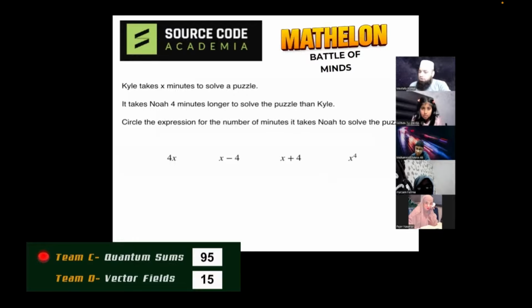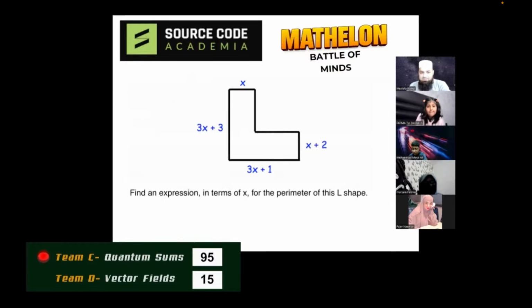Okay, score has been awarded to you. Who is the next one? Fatima Zahra from Team C. This question is specifically for you, and you need to answer this, but you have to press the buzzer. The next question for you is: find an expression in terms of x for the perimeter of this L shape.